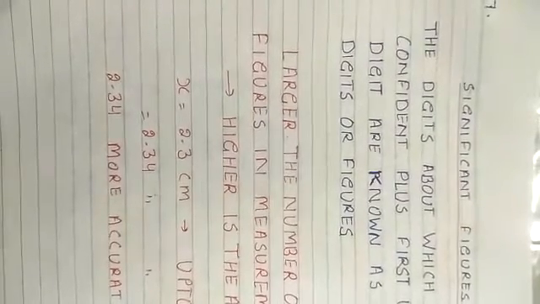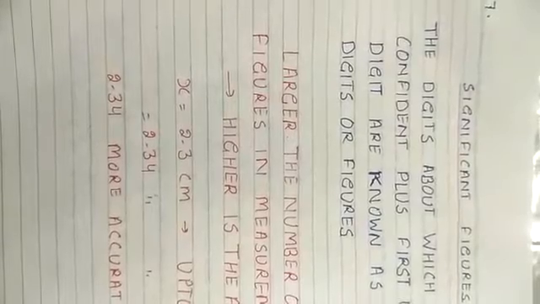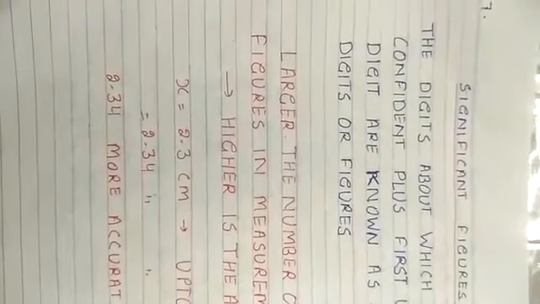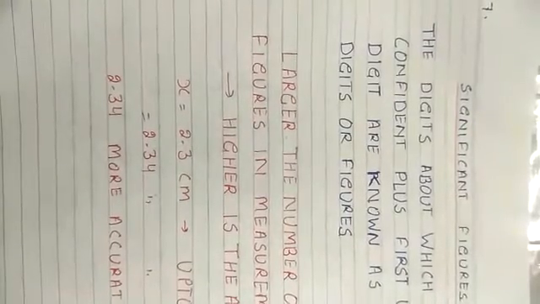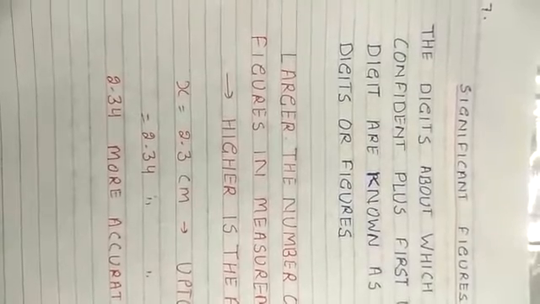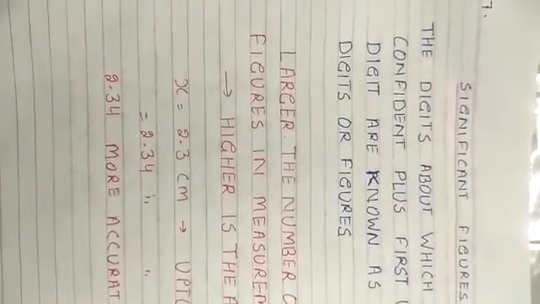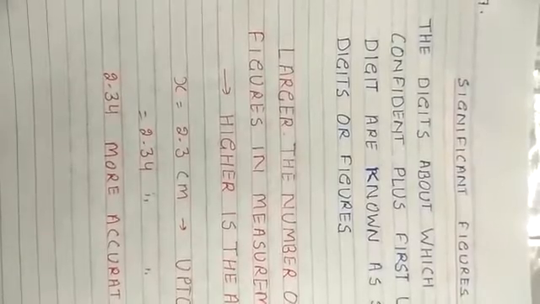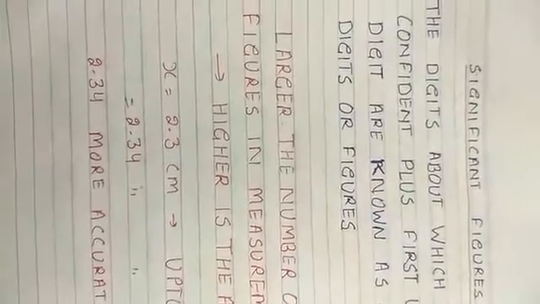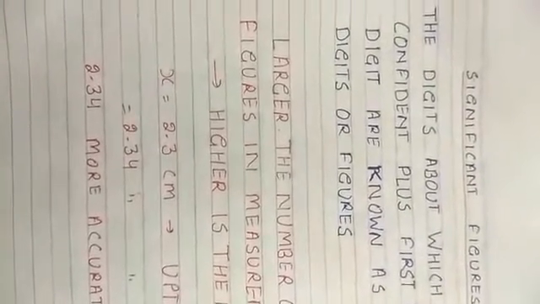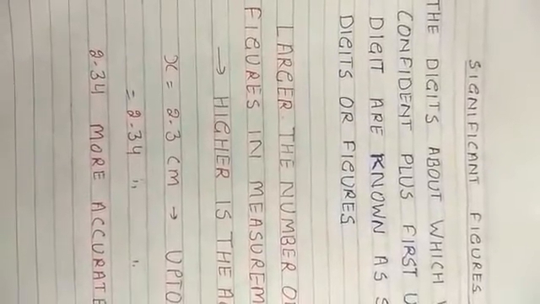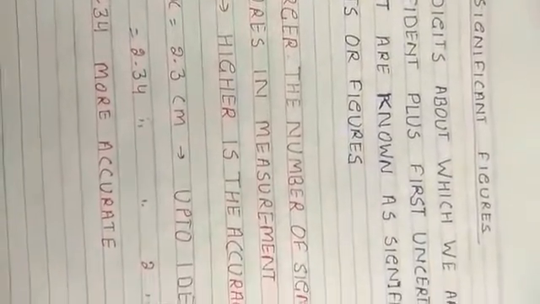Or if we say its value is 2.32 centimeter, you will say yes, it's more accurate. Now it's accurate up to 0.01 centimeter. There is more accuracy. So for finding the accuracy, we come across significant figures. So what are significant figures? In our measurement, they are the number of digits about which we are confident plus one uncertain digit.